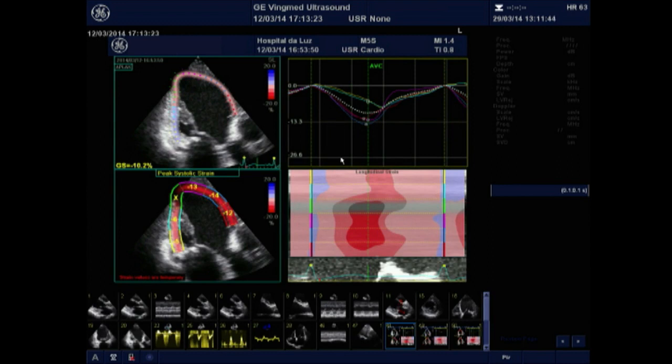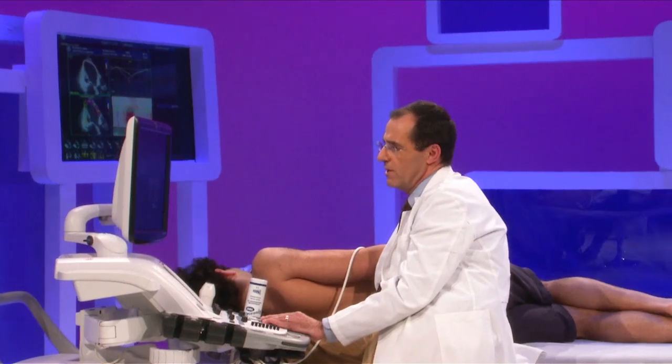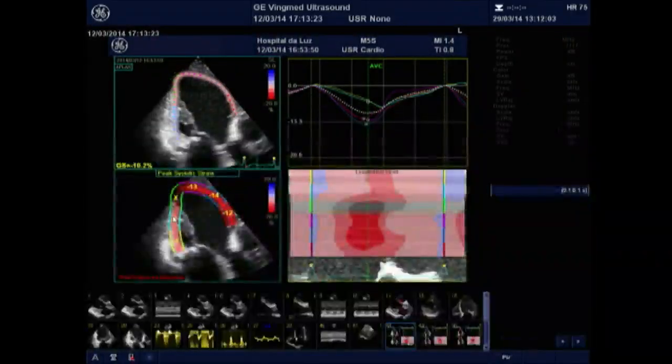In this patient, this is the three-chamber view. You can see that in the posterior wall, the myocardial systolic deformation in the basal posterior wall and in the medial posterior wall is very depressed, confirming that probably the site of the myocardial infarction this patient had was here. It was a posterior inferior myocardial infarction.